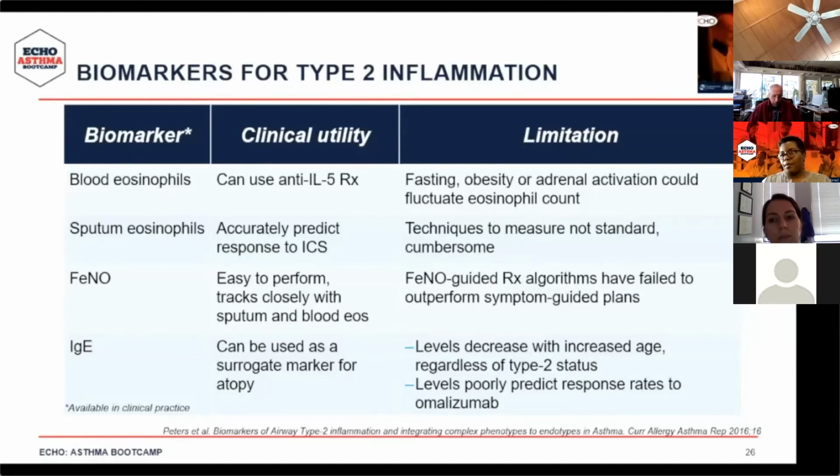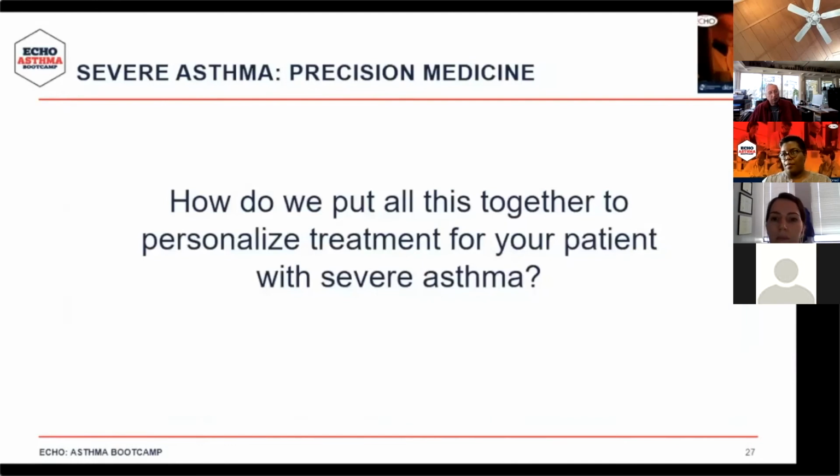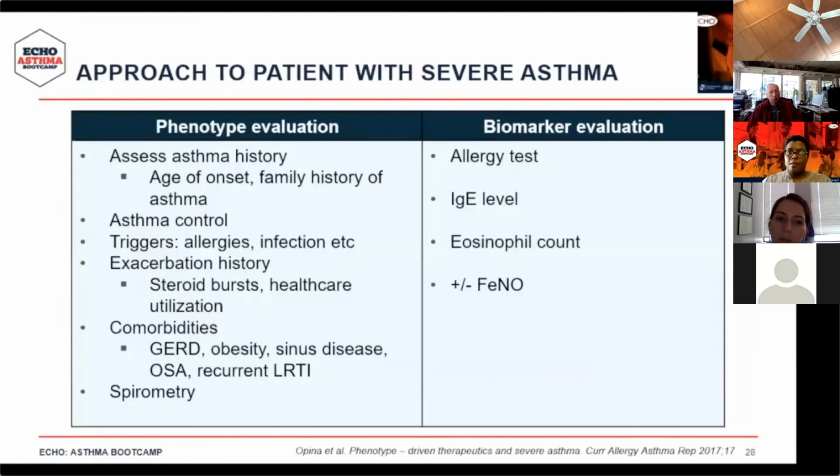omalizumab. So how do we put all this information together to really personalize the treatment for our patient with severe asthma? So this is the way I approach a patient with severe asthma. We do a dedicated phenotype evaluation followed by a biomarker evaluation, and then we put the two together.